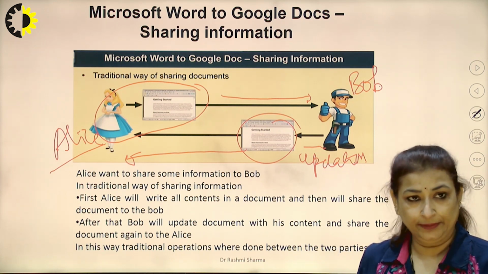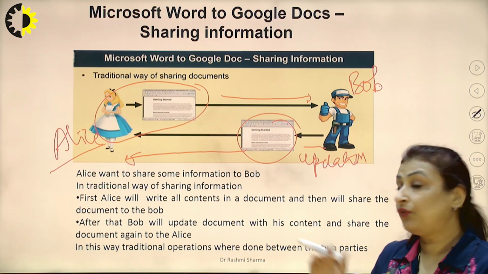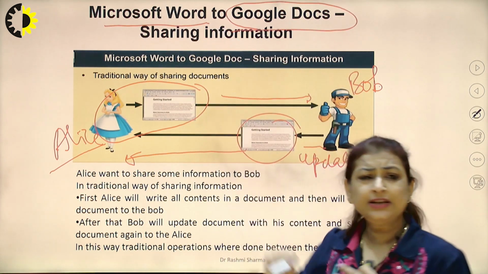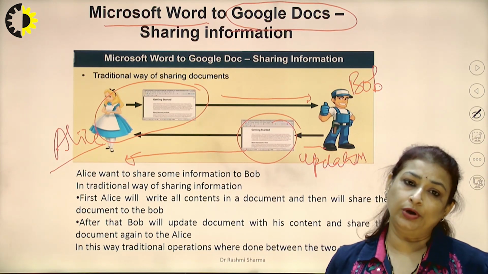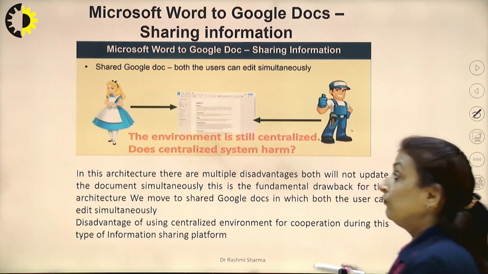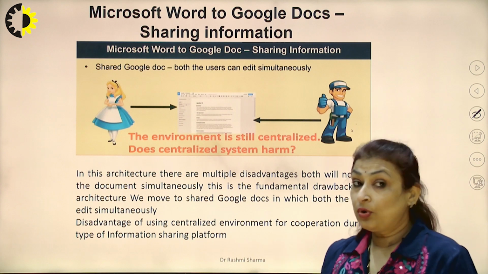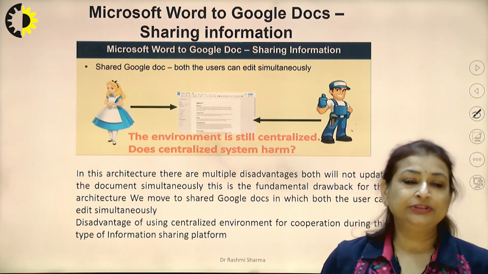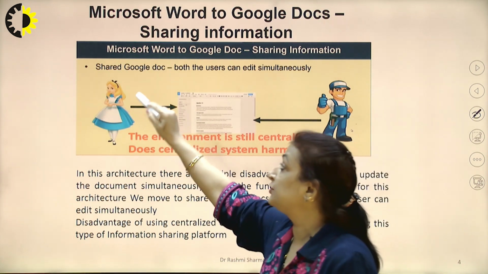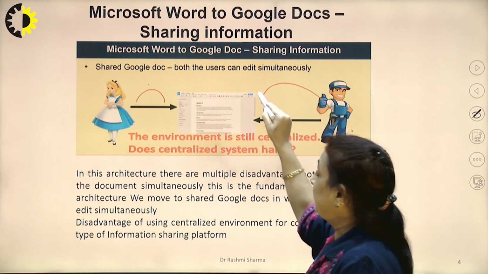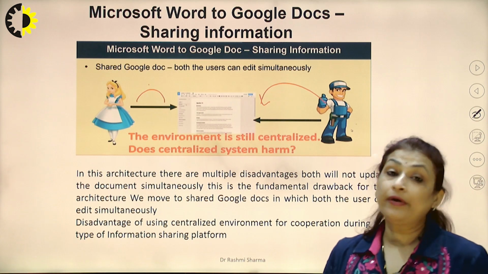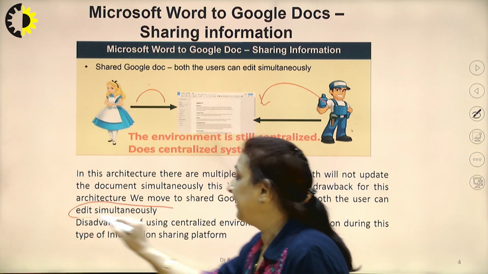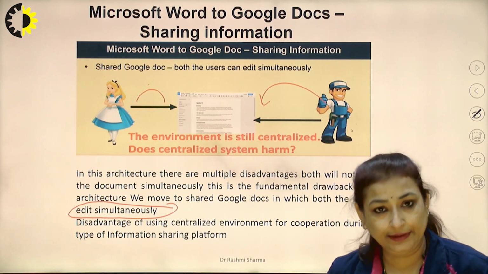particular document. Okay, so we came from Microsoft Word to Google Docs. Each and every person nowadays is using Google Docs. So what is Google Docs doing? Google Docs allows you to update this information simultaneously. Means Alice can update, and at the same time Bob can also update or edit this information.